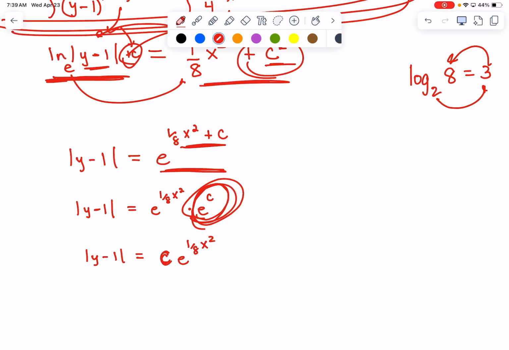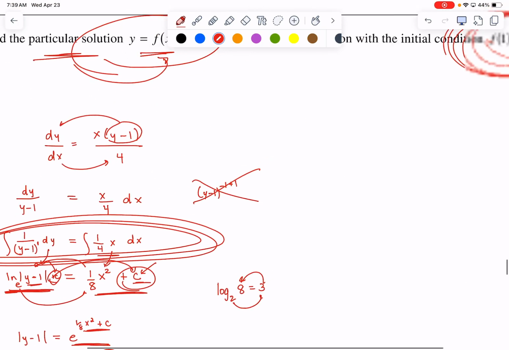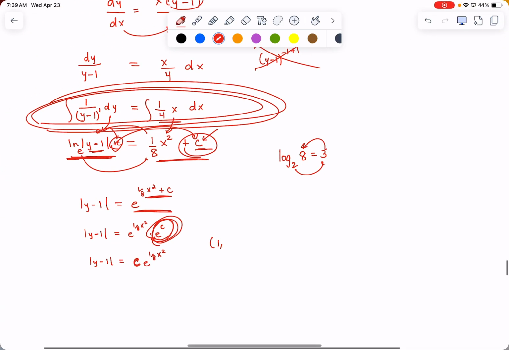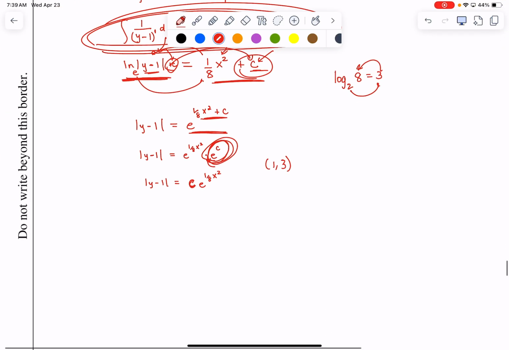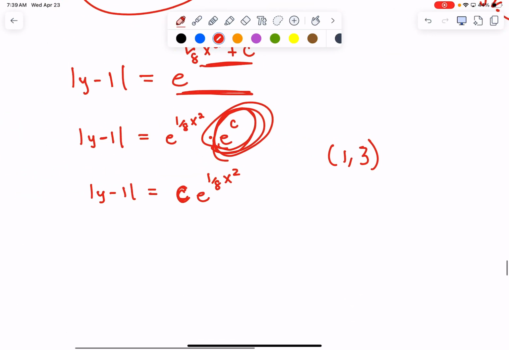Now I'm going to take that point. What's that point? Is it (0, 1) or (1, 3)? What was it? I can't remember what the point was. (1, 3). That's the point you're going to use. So I'm going to use that point now to find my c. So I'm going to plug a 1 in for, what am I plugging the 1 in for? X, okay? And then I'll put a 3 in for y.